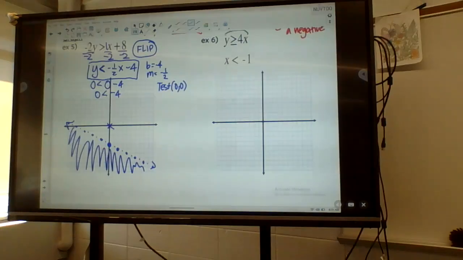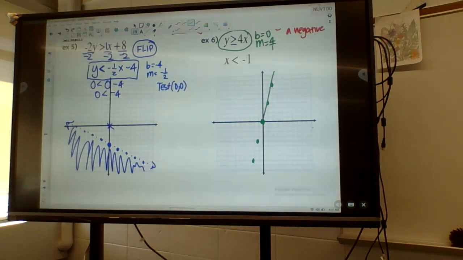So we're going to start with this equation. This one doesn't have a b, so that means b is 0. So we're going to start at 0. My slope is 4 over 1. So I'm going to go up 4 and over 1. But this one's going to be a solid line because it has that equal to line on it.